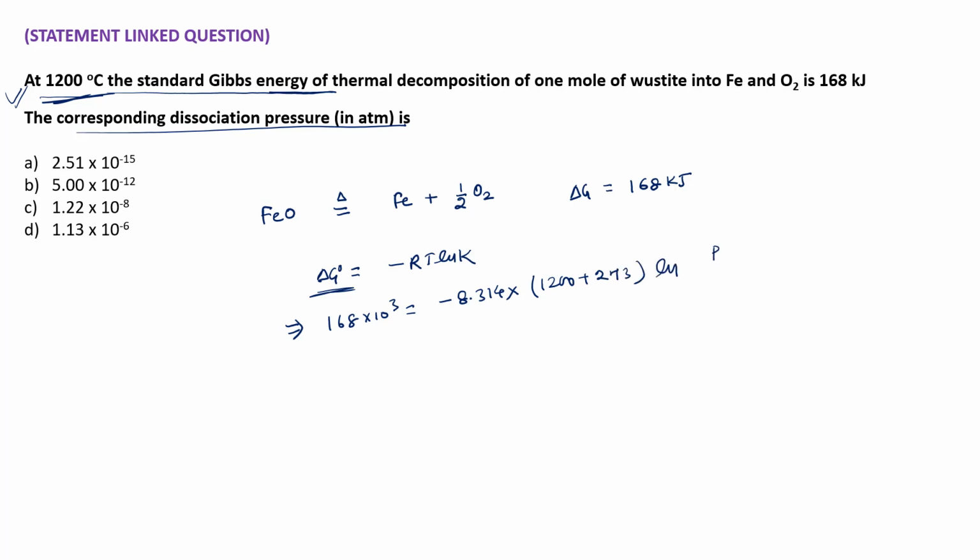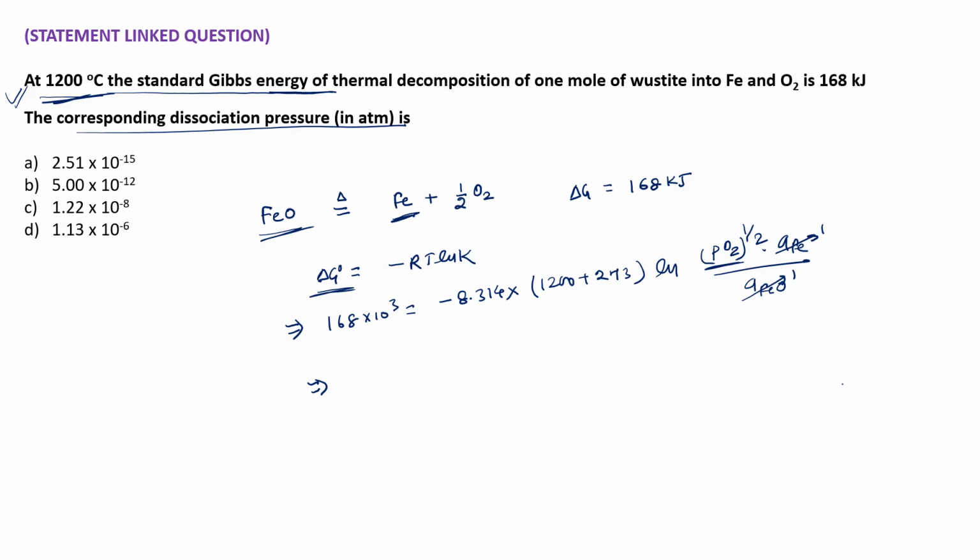K is how much? It will be partial pressure of O2 to the power half. The activity of iron and the activity of FeO can be taken as 1, because these are solids. So here the partial pressure of oxygen is coming. That means the whole dissociation pressure will depend on this partial pressure of O2. Now if you do the calculation, I have done it, so I will just write this calculation.